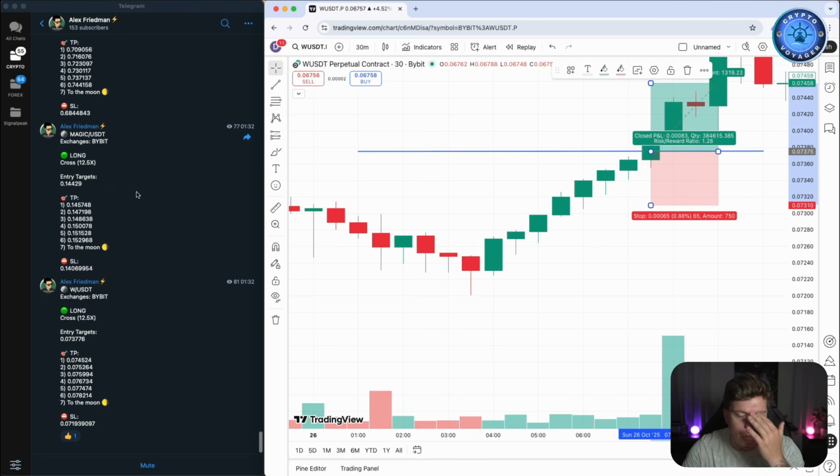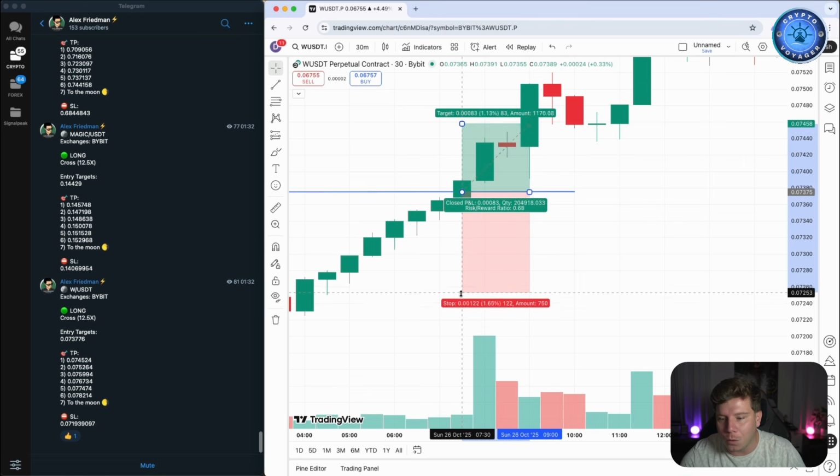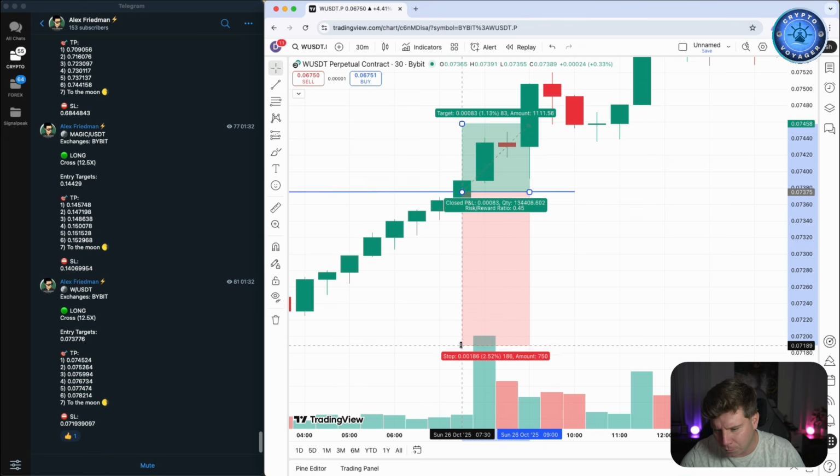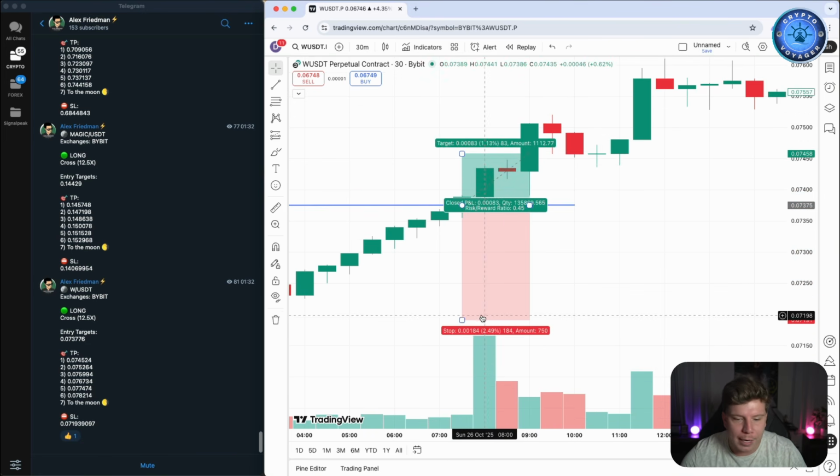The next thing we've got to do is have our stop loss, which is here, 0.0719. So we're going to drag this to 0.0719. Then we're going to drag the top of the green to the take profit. I always do stop loss first because I believe that stop loss is way more important.